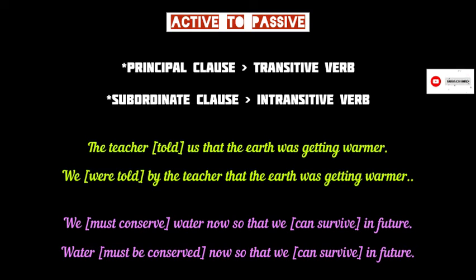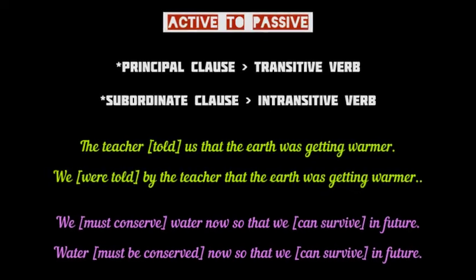And then we must conserve water so that we can survive in future. Conserve in the principal clause is transitive, while survive in the subordinate clause is intransitive. So here it goes, water must be conserved now so that we can survive in future.